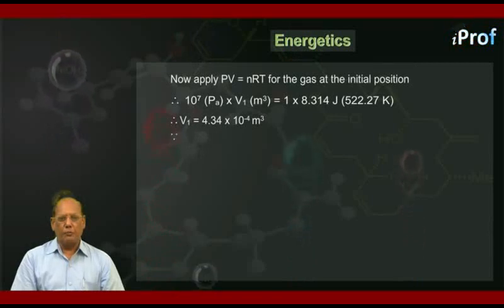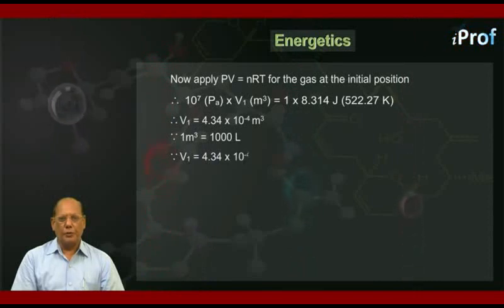This gives V1 equal to 4.34 into 10 to the power minus 4 meter cube. Since 1 meter cube is equal to 1000 liters, therefore V1 becomes equal to 4.34 into 10 to the power minus 4 into 10 to the power 3. That is equal to 0.434 liter, and that's the answer of this question.